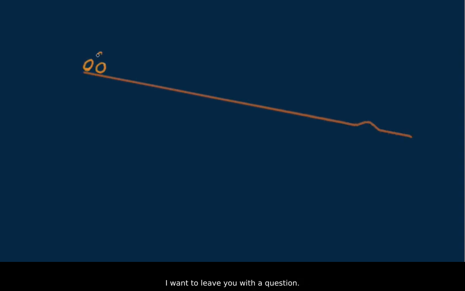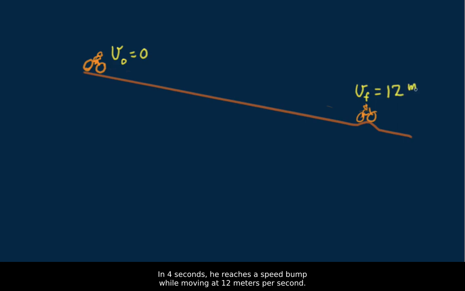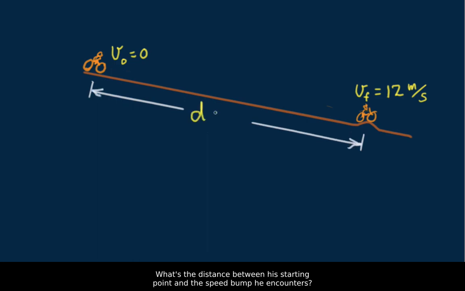I want to leave you with a question. Suppose that Barry Biker, with his motor off, coasts down a hill from rest. He moves at a smooth, small, and constant acceleration. In 4 seconds, he reaches a speed bump while moving at 12 meters per second. What's the distance between his starting point and the speed bump he encounters? In short, how far does Barry travel in 4 seconds?